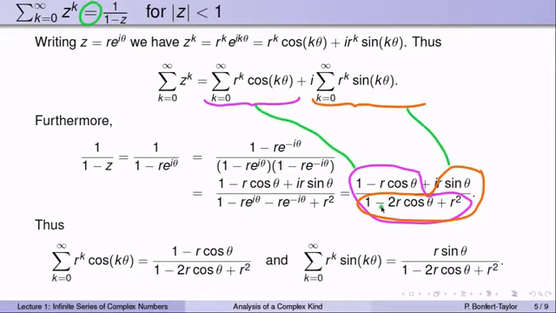In other words, the real parts agree, so the sum of r to the k cosine k theta must equal 1 minus r cosine theta divided by 1 minus 2 r cosine theta plus r squared, and that's what you see right here. Furthermore, the imaginary parts must agree, so the sum of r to the k sine of k theta must equal r sine theta over the same denominator that we had before.